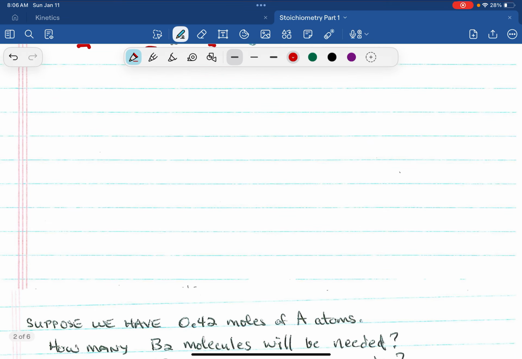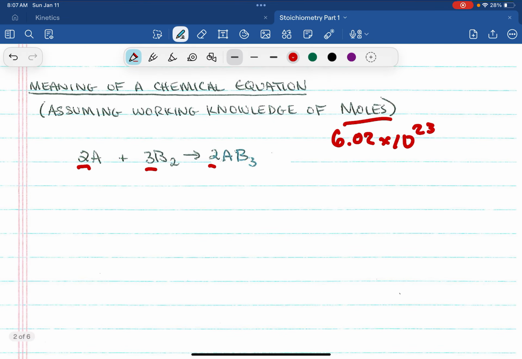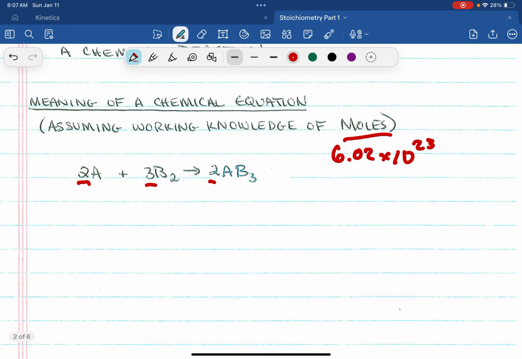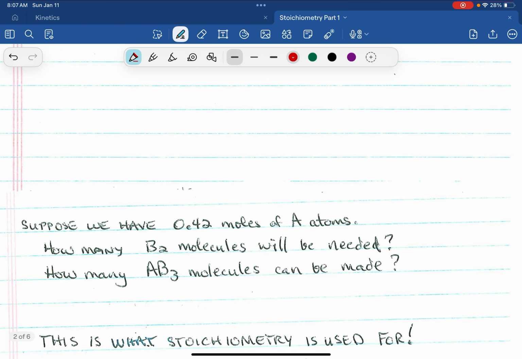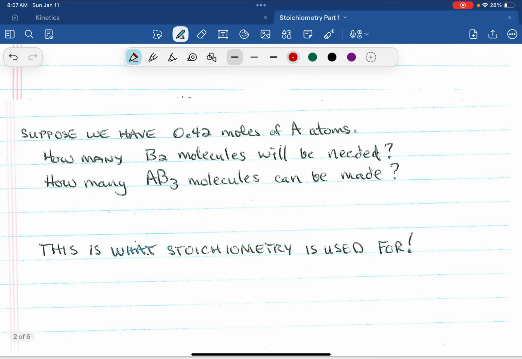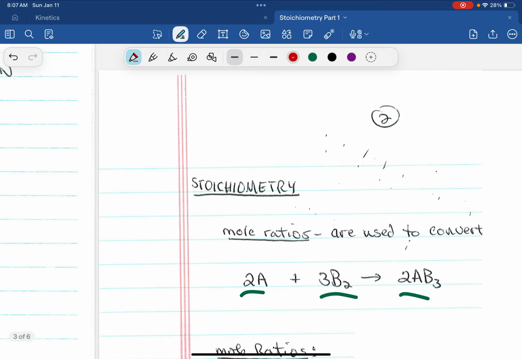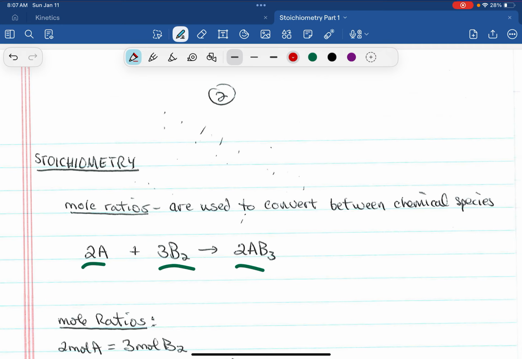So we would use 2 moles of A and 3 moles of B2 to get 2 moles of AB3. What if we only had 1 mole of A? What if we didn't have 3 moles of B2? What if we had 0.42 moles of A? Then how many B's and how many AB3s could we make? That's what stoichiometry is for. So let's take a look at an actual problem here.